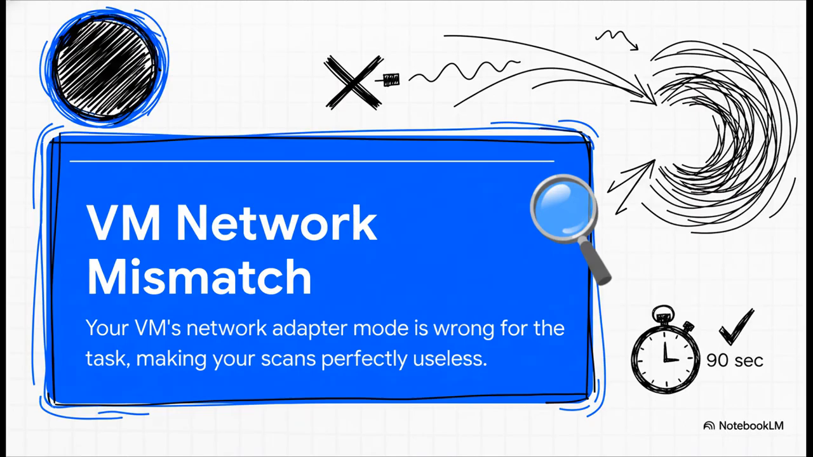What happened was, after resuming from sleep, the VM had silently switched its network adapter mode. I thought I was scanning my target network, but I was actually just scanning, well, nothing, the void. The tool was running perfectly, but it was perfectly scanning the wrong thing. And the fix, once I found it, it took literally 90 seconds.